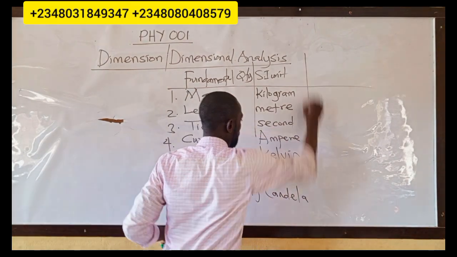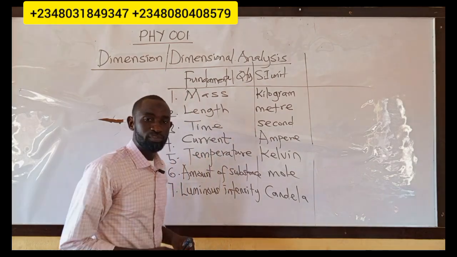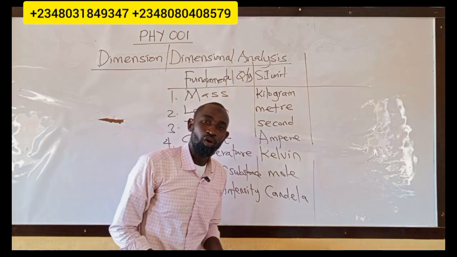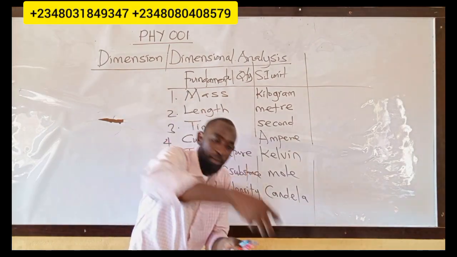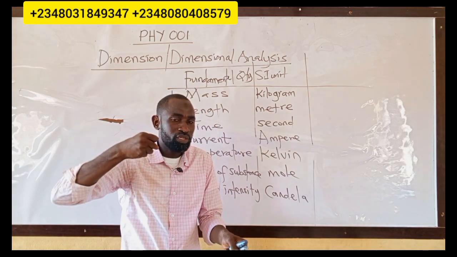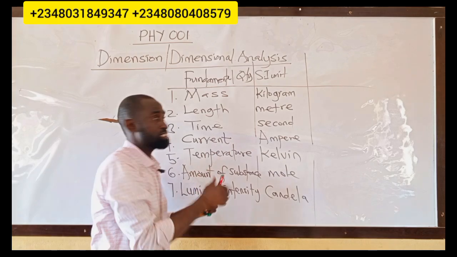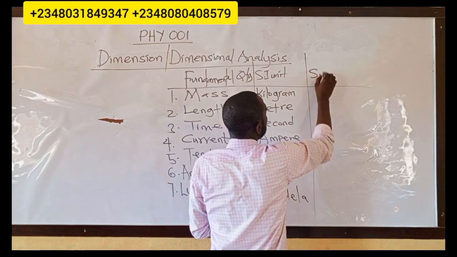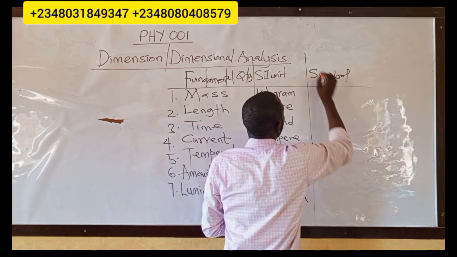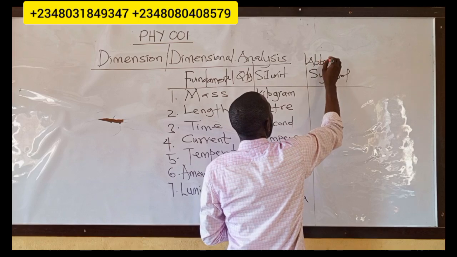Now, after this, we must know their symbols, because it is on their symbols that dimension will work. We must know the symbol of all of these SI units. Now let's go to symbol, or we can call it abbreviation.